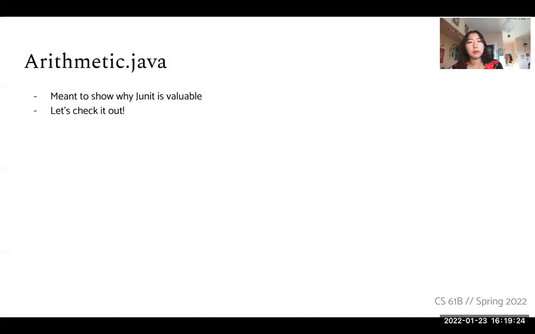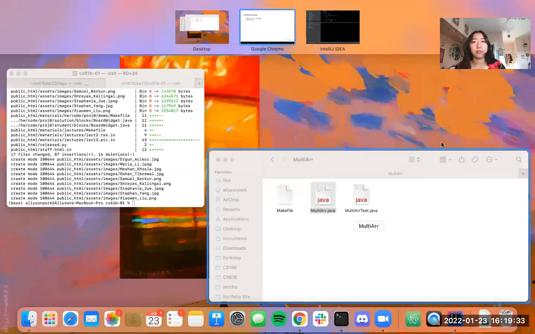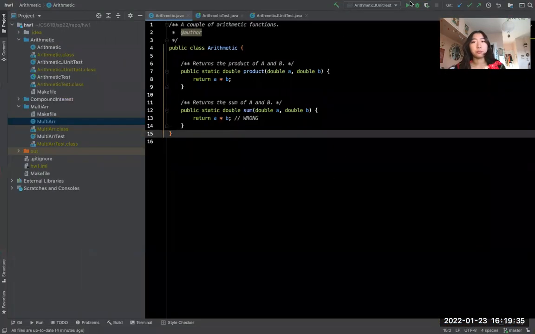Arithmetic is hardly even an exercise. It's more just meant to show why JUnit is valuable, so we can just check it out together right now. We have this very simple Arithmetic file right here, and it has 2 methods, product and sum. Product, we think, is working correctly, and sum, for whatever reason, is wrong.